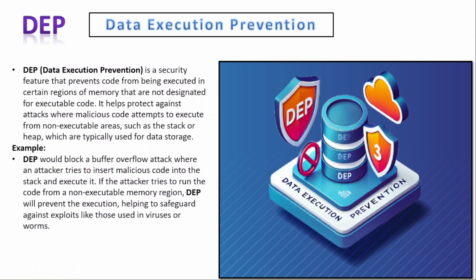Example, DEP would block a buffer overflow attack where an attacker tries to insert malicious code into the stack and execute it. If the attacker tries to run the code from a non-executable memory region, DEP will prevent the execution, helping to safeguard against exploits like those used in viruses or worms.